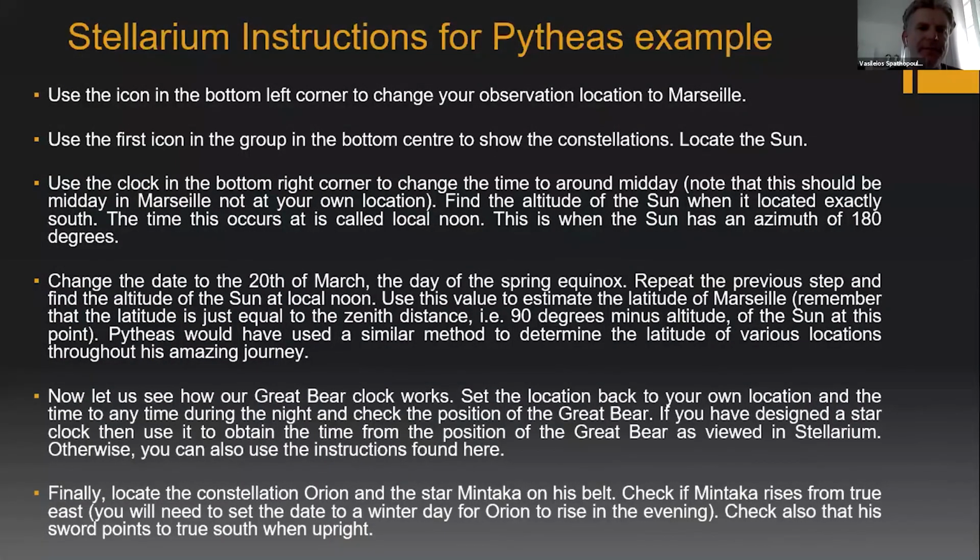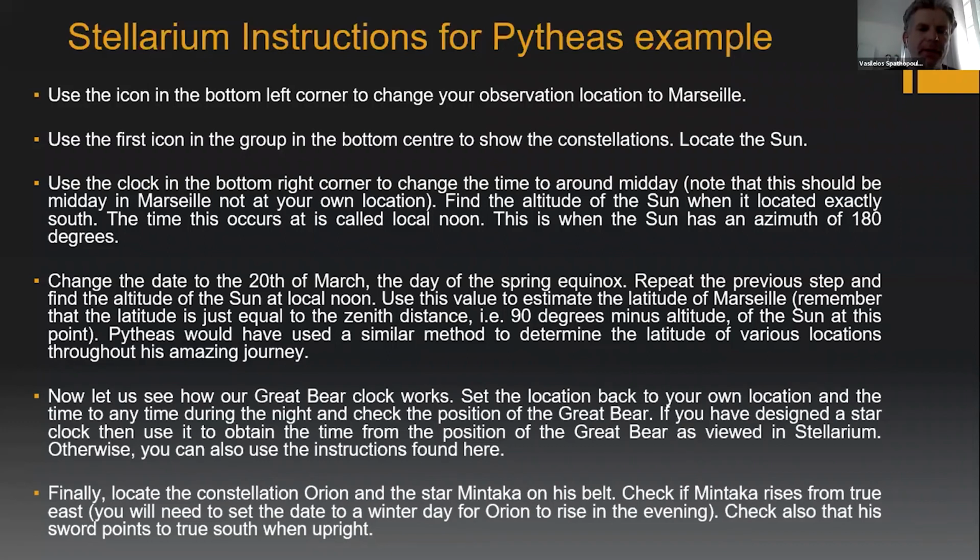I'm not going to go through all of this, but these are the Stellarium instructions associated with the Pythias activity. So for example, users are told to set the observation location to Marseille. This makes it more realistic. They then have to locate the sun. They can change the date to the spring equinox. And at this date, it's really easy, from the meridian altitude of the sun, to obtain a rough estimate of the latitude of Marseille, exactly the way that Pythias would have done it.